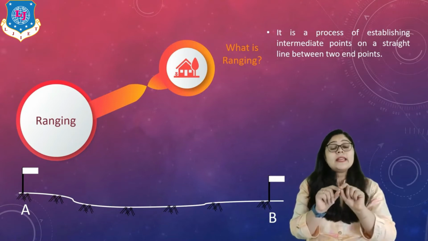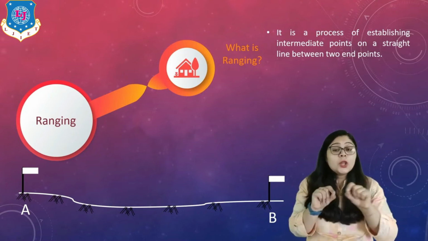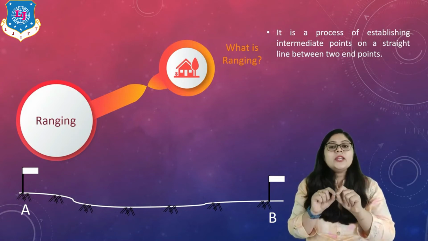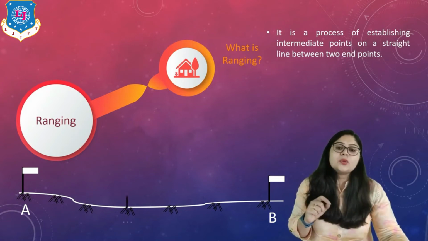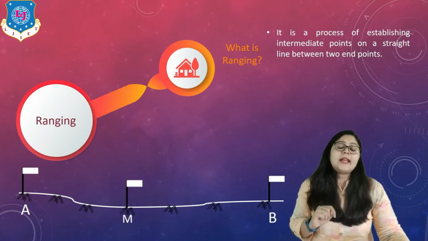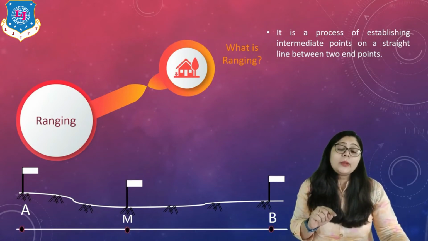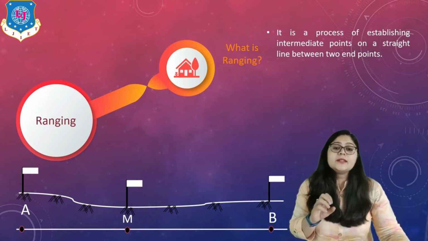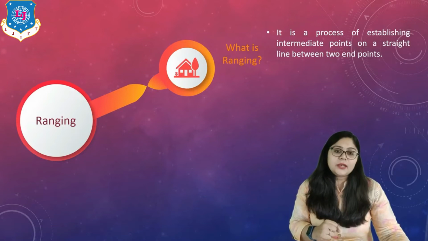Because generally we measure distance along a straight line, not an inclined line, because we know that a straight line gives accurate answers, right? So here first I have to identify the midpoint of this chain line, and then I will try to make sure that A, M and B are in one line. So that is the basic concept of ranging, right?